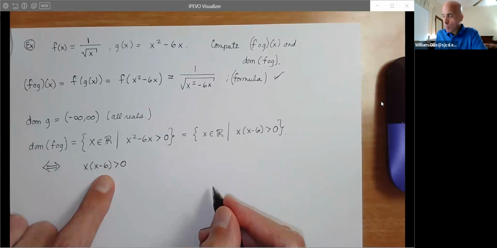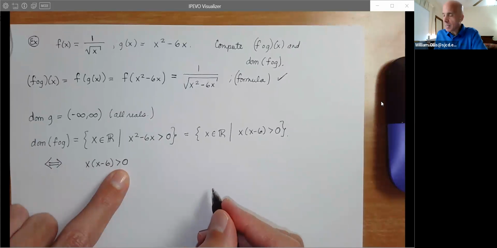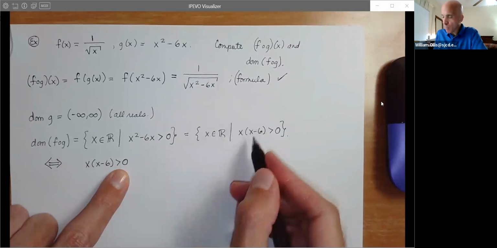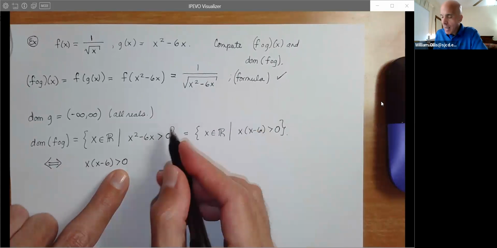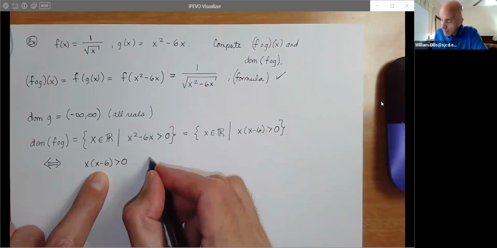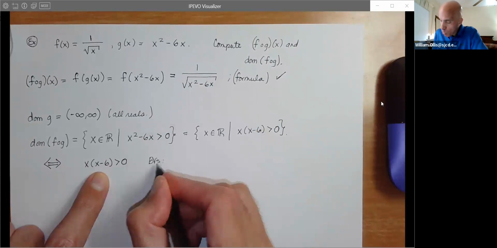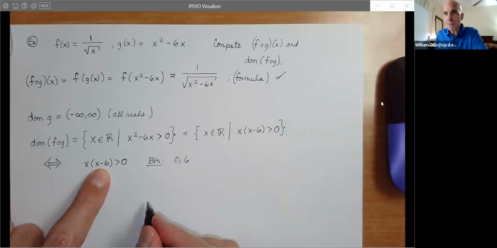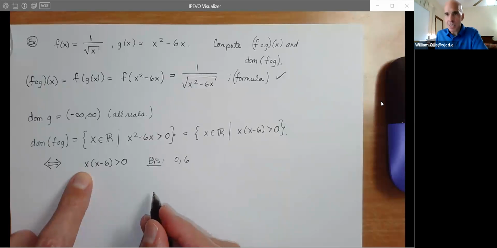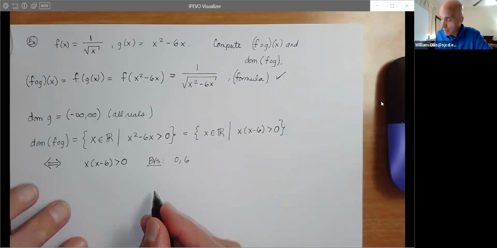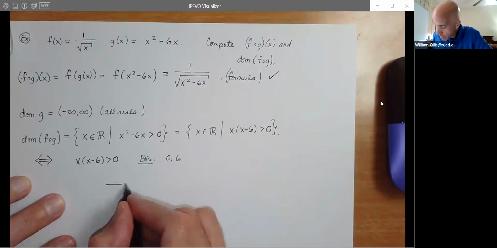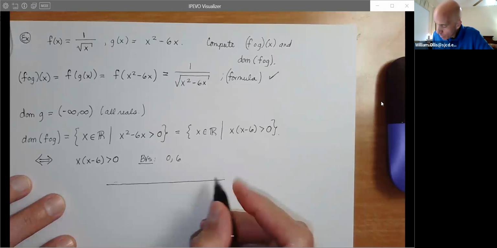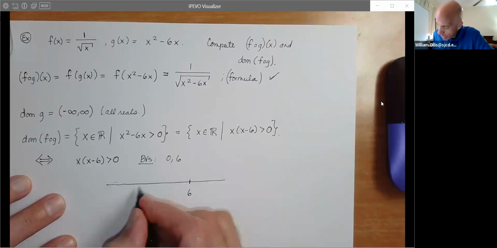And so now we've got our 0 that's built in. We didn't have to work very hard. It was just part of the problem by analyzing this. And then we say we've got BBs will be 0 and 6. 6 makes x minus 6 0, and 0 certainly makes x 0. So now we have a 6 and we have a 0.